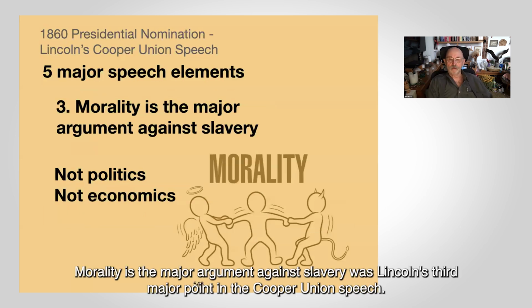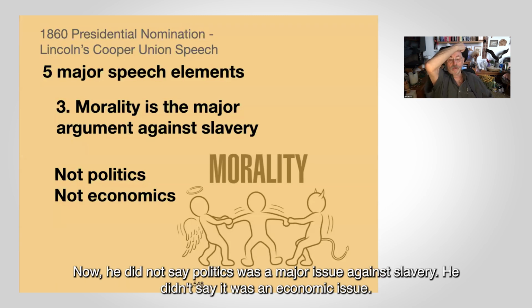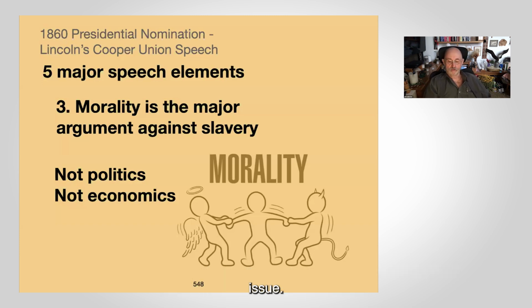Morality is the major argument against slavery, was Lincoln's third major point in the Cooper Union speech. Now, he did not say politics was a major issue against slavery. He didn't say it was an economic issue. He said it was a moral issue.